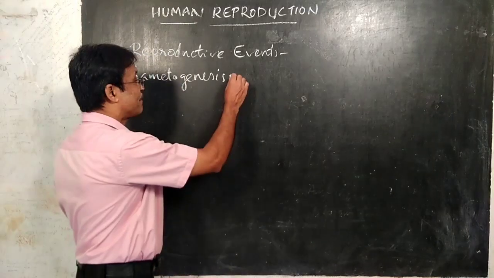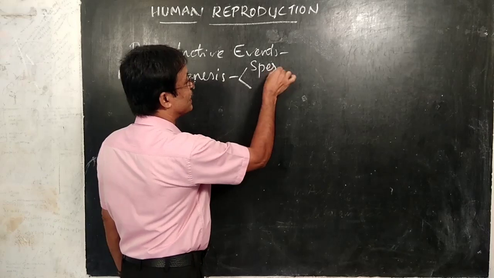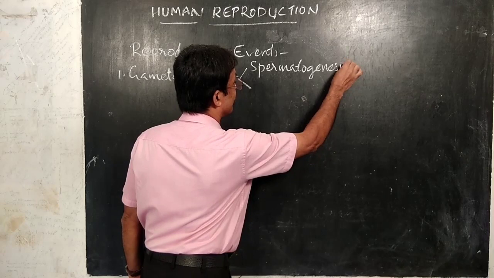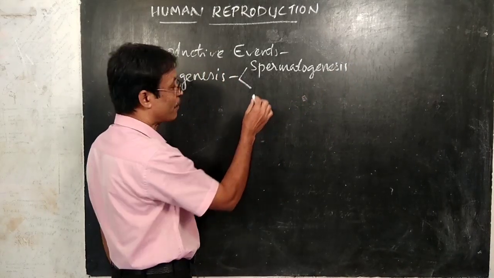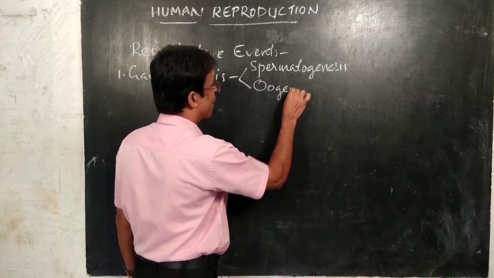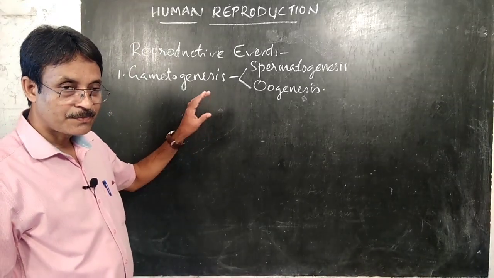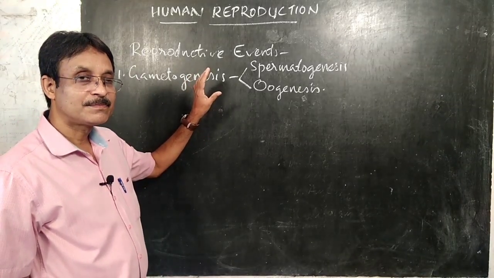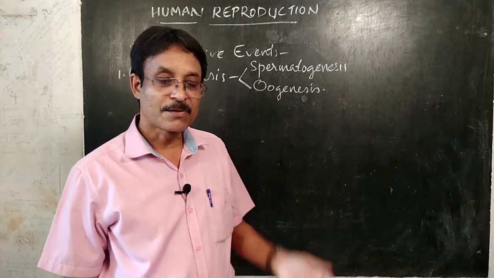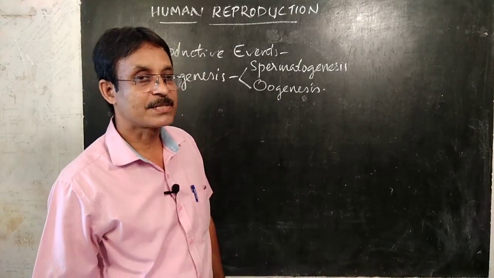So gametogenesis can be divisible into formation of sperms, spermatogenesis, and formation of ova in females or in ovary, known as oogenesis. That is, human beings, male and female, different individuals.